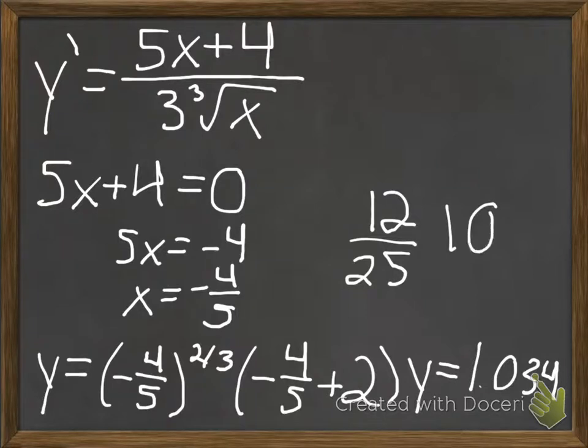Mr. Shaplesky will accept the 1.034. It's just very complicated how they got the 12/25, so that's perfectly fine.